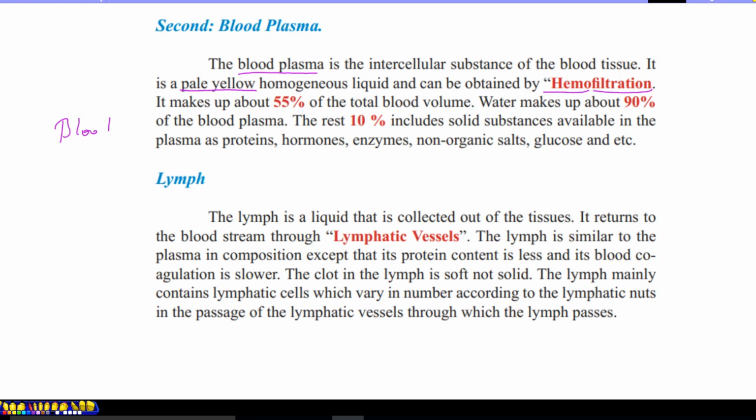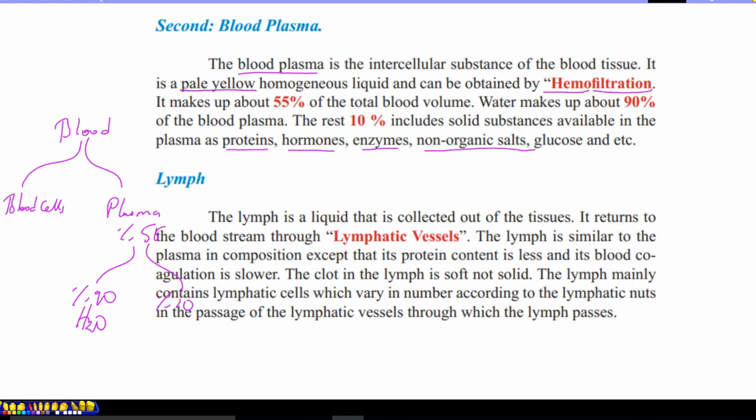Like any tissue, by hemofiltration we separate blood into blood cells and blood plasma. Blood plasma is about 55%, and about 90% of this 55% is H2O, water. The remaining 10% is proteins, hormones, enzymes, inorganic salts, glucose, wastes, and different substances.